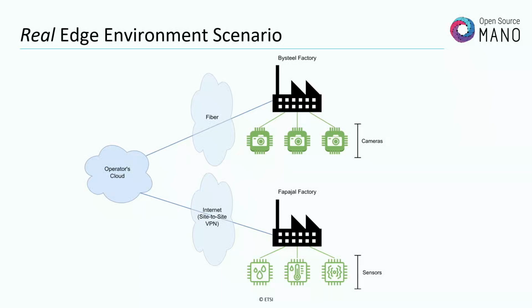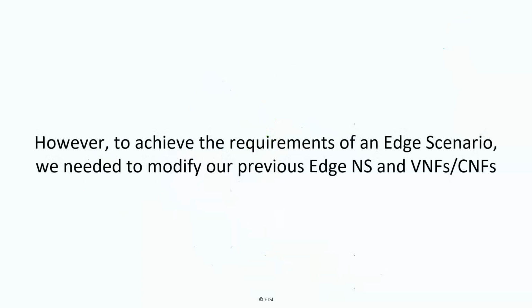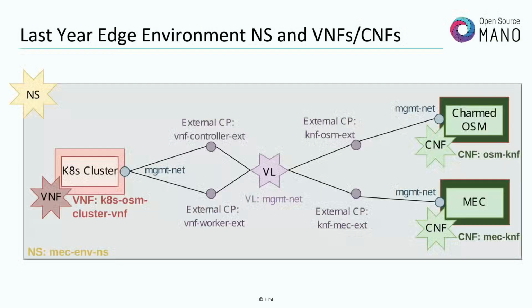This equipment produces a lot of data, which in a usual scenario would be sent to a cloud somewhere. But since we are trying to research edge technology, we have deployed some edge servers in these edge locations to process on-site all of this data being produced. Because of this, we obviously had to adapt the network service that we presented to you last year. Last year, we presented a network service which deployed all that edge environment that I presented previously.